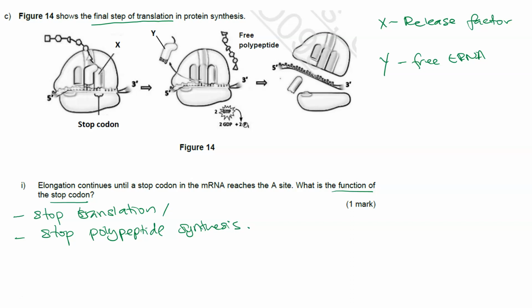Okay, alright. So for the next question C, figure 14 shows the final step of translation in protein synthesis. Okay, so translation, where does the process occurs? Jazrin.